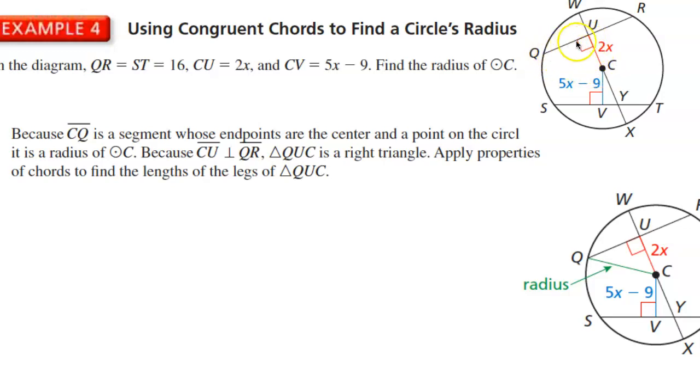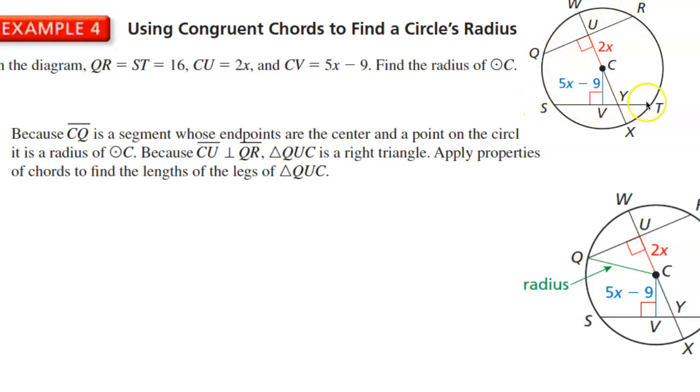And in this right triangle, we know that CU is 2x. We know that QU is 8 from what we talked about before, and then QC would be the hypotenuse. Okay, so that's important, all right? Now here's the other thing that's fun to know.